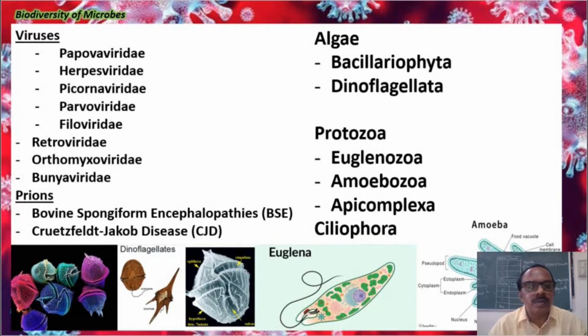These are the different types of viruses that are known to us and their groups. And prions are nothing but protein molecules which are also causing some infection. We also have microbes under algae. We have bacillariophyta members. We have dinoflagellate members, which are also called fire algae. We have some microbes even under protozoa. So this is the biodiversity of living organisms.